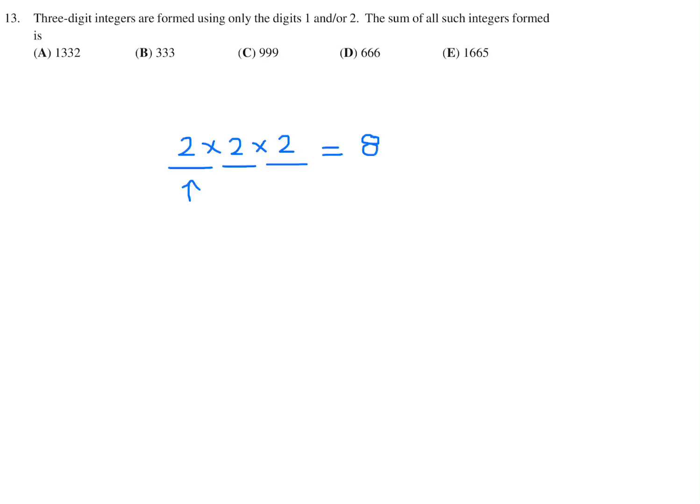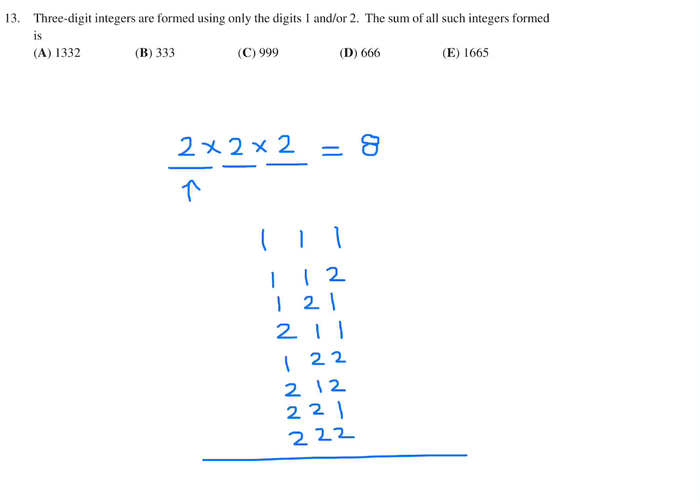So there's 8 such numbers. So manually, I've got to come up with 8 such numbers. Well, 111, 112, 121, 211, 122, 212, 221, and 222. I think this is all of them. And then you just add them all up. And if you add them, you'll get 1332. That's the sum of all such integers formed. So that would be choice A.